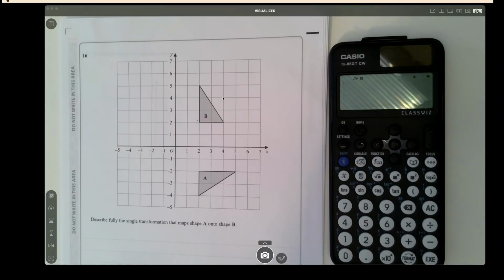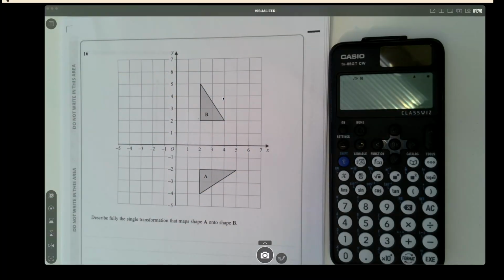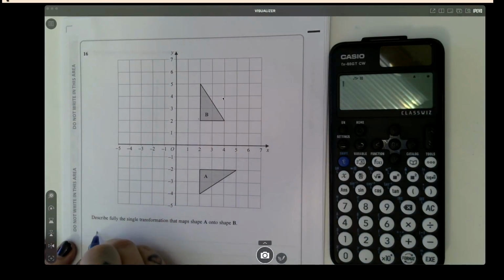Question 16. Describe fully the single transformation that maps shape A onto shape B. So we're starting with shape A, we're moving to shape B. Shape A has not been reflected over the x-axis. It has not changed size in any way, so I'm going to assume it's been rotated, so turned around. So I'm going to start by saying it's a rotation.